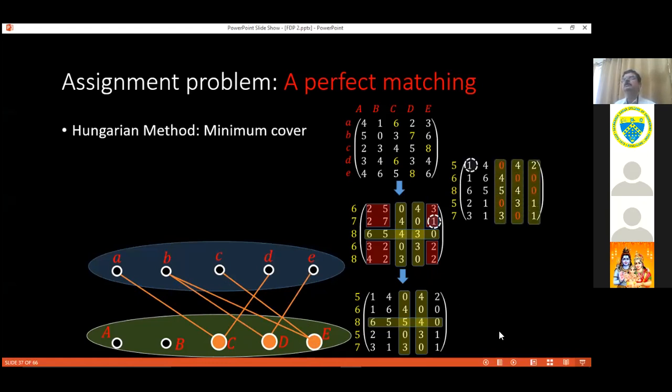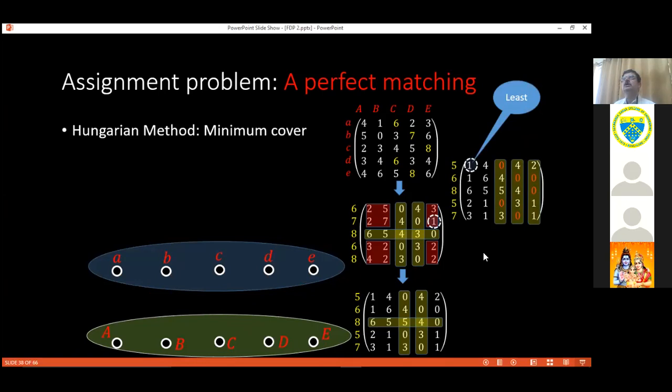Again, you find a minimum. Okay, non-chosen columns or rows, then subtract 1 from each. Add where there is an intersection. There is no intersection here, so there is no necessity to add. And the remaining are unaltered. These are only decreased by 1. There is no intersection here.